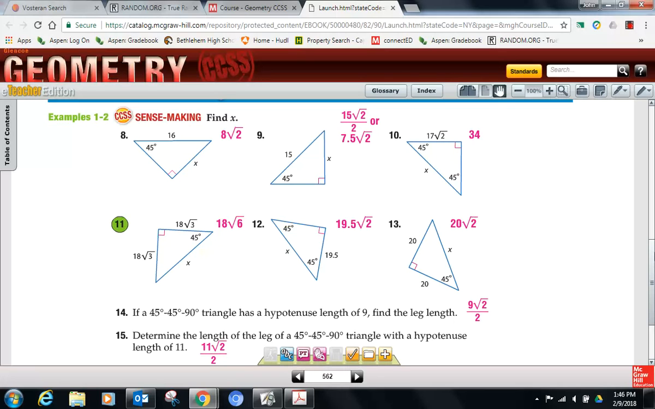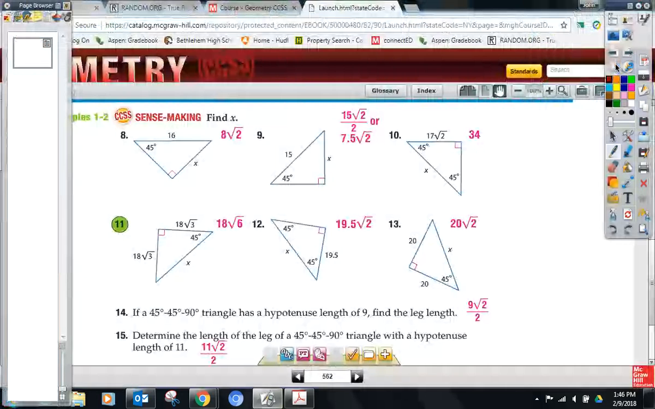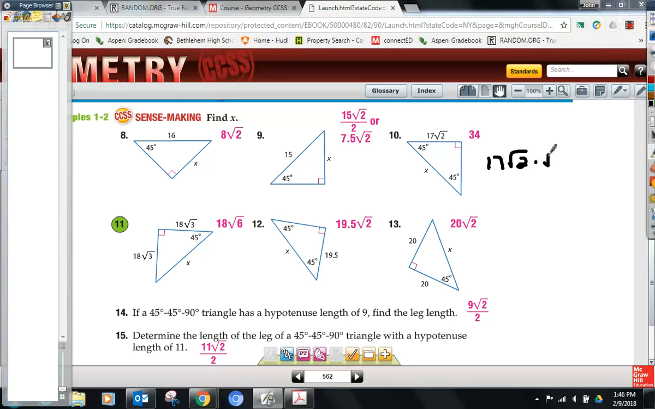Yes, Maeve. Number 10, how did you get 34? Great question. It's a 45, 45, 90. You see how this 17 radical 2 is across from the 45. I won't put the chart up, but what do I do with that side to get to the hypotenuse? I multiply it by radical 2. So I'm going to take 17 radical 2 and multiply it by radical 2. I know many of you just plugged it into your calculators and probably got 34, but here's what's happening. 17 I can't multiply by anything. But what happens when I multiply radical 2 and radical 2? You just get 2. 17 times 2. That's where that 34 came from.